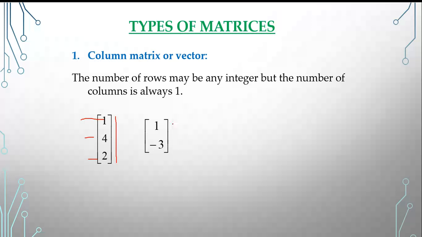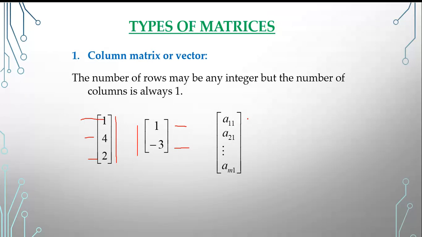Similarly, how many rows are there here? One and two. Two rows are here, and how many columns? Columns are one. So this is the column matrix. Clear? Suppose we have here 1, 2, up to m rows. So here we have m rows, and the column is only one. So this is called the column matrix. Clear?